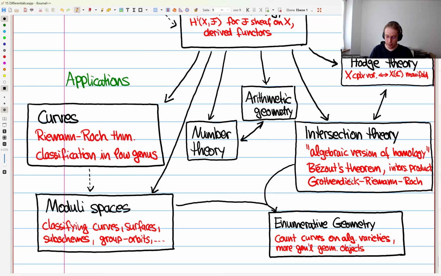Then on the other side, you can also look a bit at what we saw, for example, with Bézout's theorem. This is the flagship theorem of an area called intersection theory. In Bézout's theorem, if you recall, it said that if you have plane curves inside P2 of degrees D and E, and they don't share a common component, then they have exactly D times E intersection points counted with multiplicity.